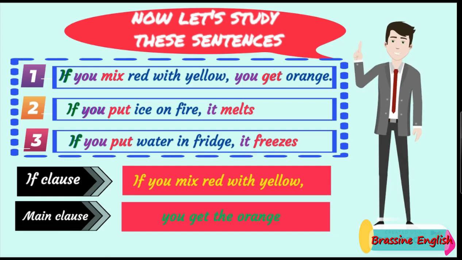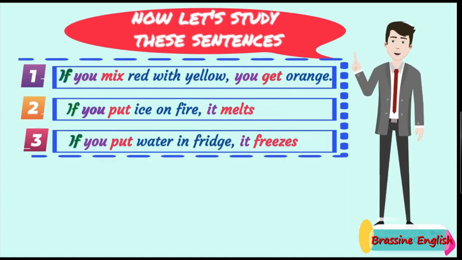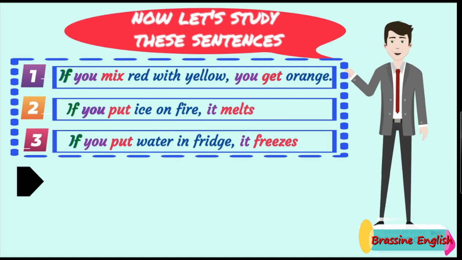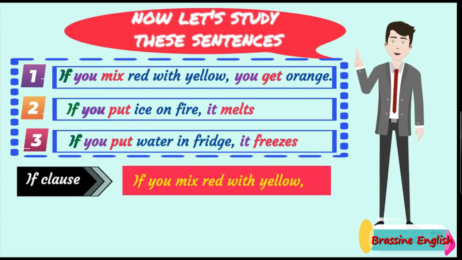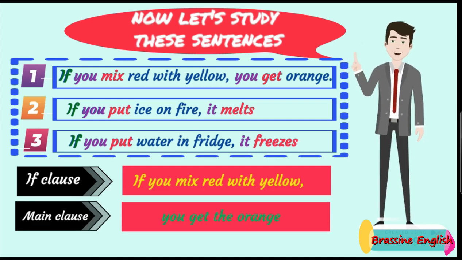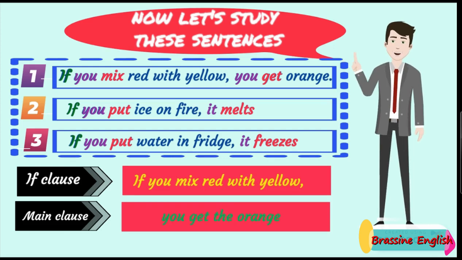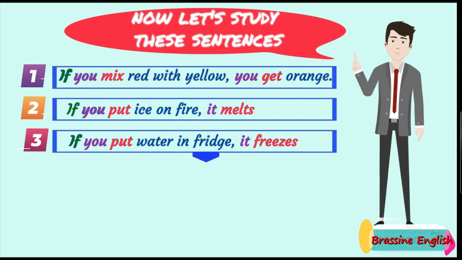So all these 3 sentences contain 2 clauses separated by a comma. The if clause always starts with if, and the main clause starts with a subject, and it is a correct sentence. So the if clause is what we call the condition, and the main clause is the result or what is going to happen.